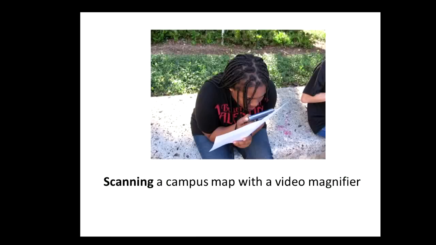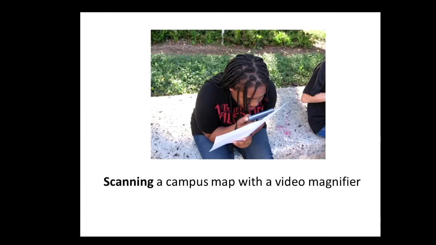The next skill, scanning, is the one we use when we are reading something. In the context of magnifier training, scanning means making repeated fixations with your eyes that let you see one item after another. This student is scanning a campus map with her video magnifier.